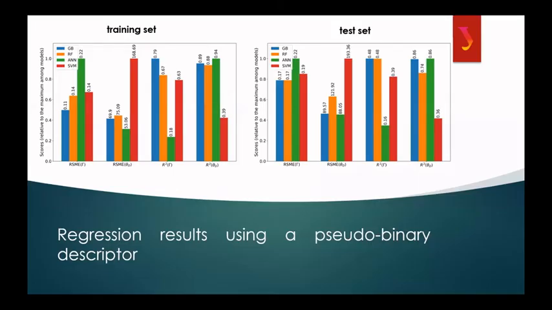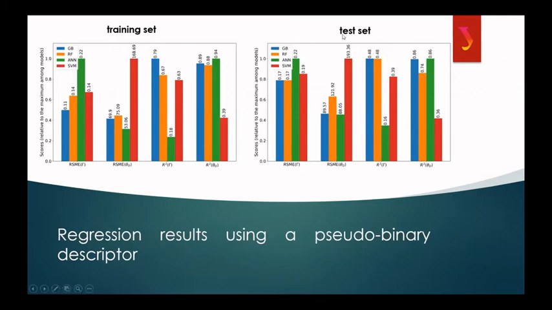Here you can see regression results using a pseudo-binary descriptor. We can see that in the case of the Debye temperature, the best performance is shown by the neural networks and the gradient boosting. We see here the highest coefficient of determination and the lowest root mean square error. But if we look at the Grüneisen parameter, we see that here neural networks show much worse performance, from which we can conclude that the choice of machine learning method depends on the target property.